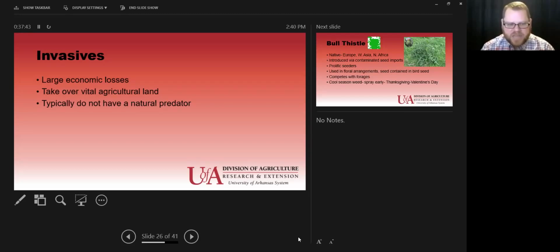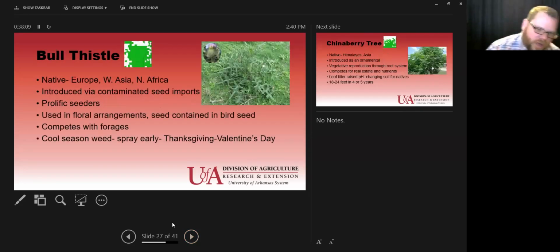And the invasives kind of seem not so bad at first. And we'll find that as we go along that they had a purpose, but due to their growing pattern or the toxins they release, they soon become what we didn't want them to be. Typically, they do not have a natural predator, and that's why their growing pattern has taken over so well.